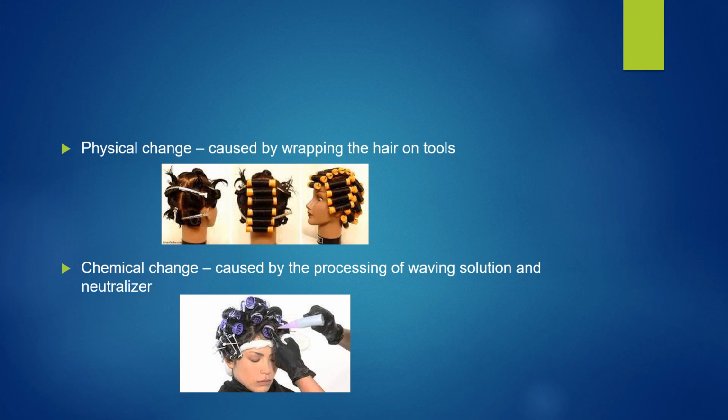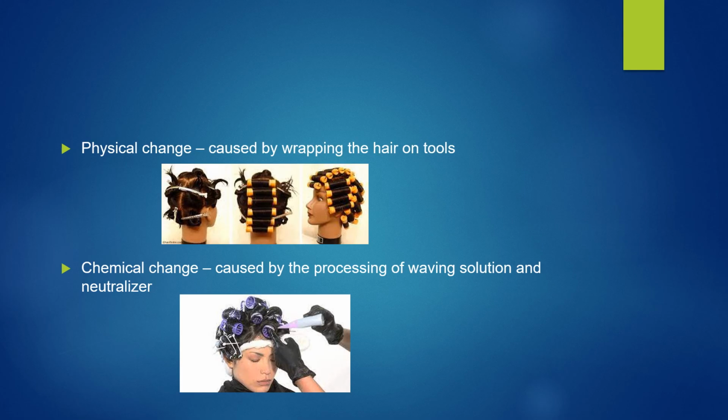Permanent waving is a two-step process whereby the hair undergoes a physical change caused by wrapping the hair on perm rods. The hair then undergoes a chemical change caused by the application of permanent waving solution and neutralizer. When performing a permanent waving service, the size of the rod determines the size of the curl. The shape and type of curl are determined by the shape and type of rod and the wrapping method used.